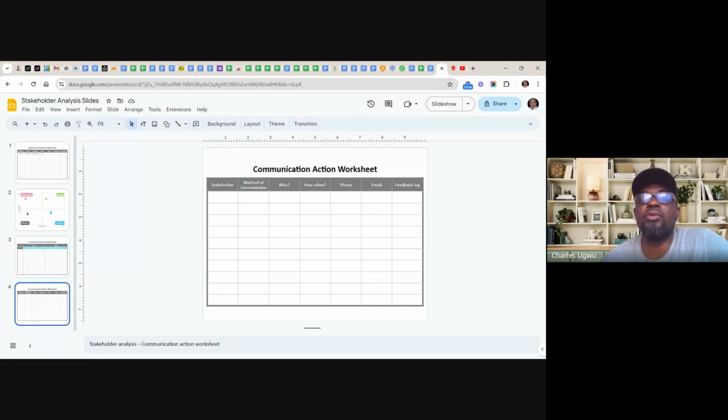If the stakeholder you need to talk to is on phone, you capture their phone number here. If the communication method is phone, you capture that. If the communication method is email, you capture the email. And after every communication, you must log your feedback here, what you got from the stakeholder. Like if you submit a weekly status report, you must know what the stakeholder says about that report. The stakeholder must say something.